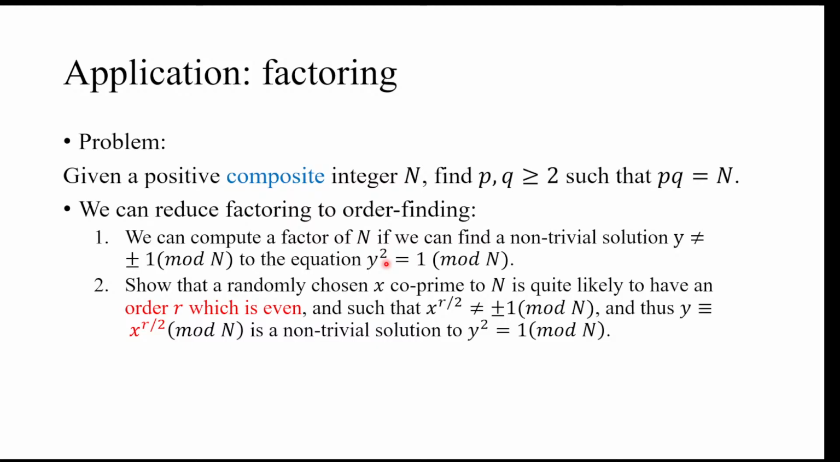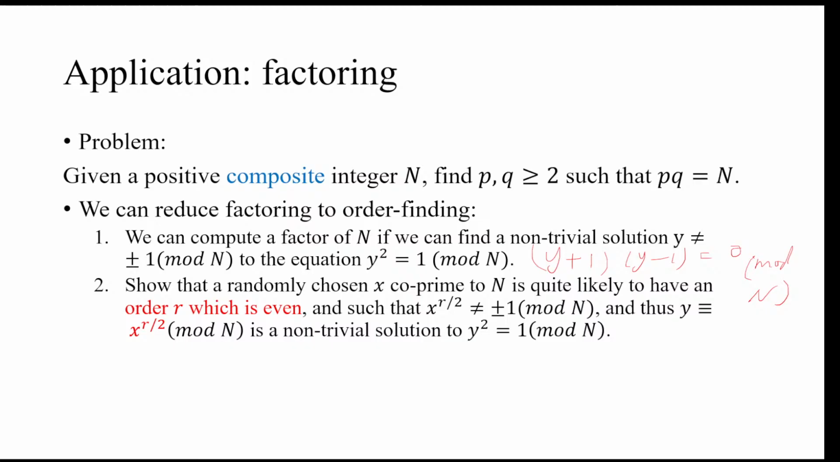We want to find some y with y squared equal to 1. Then we can have y minus 1 times y plus 1 equal to 0 mod n. If we have some y such that y squared equals 1, then y plus 1 times y minus 1 equals 0 mod n. That's kind of the idea.